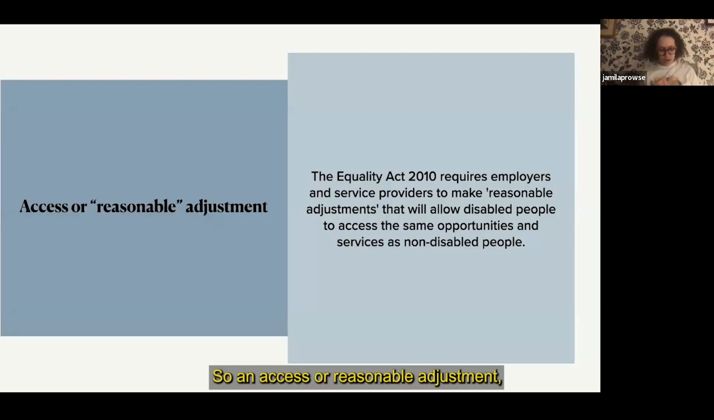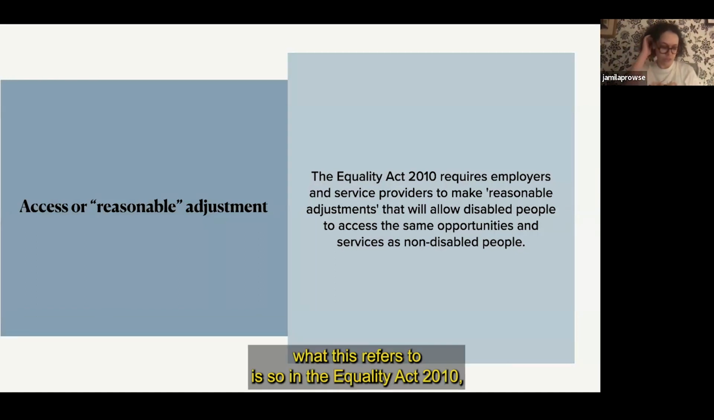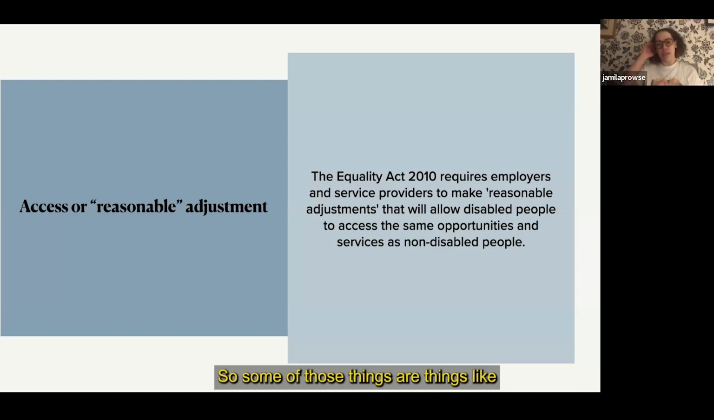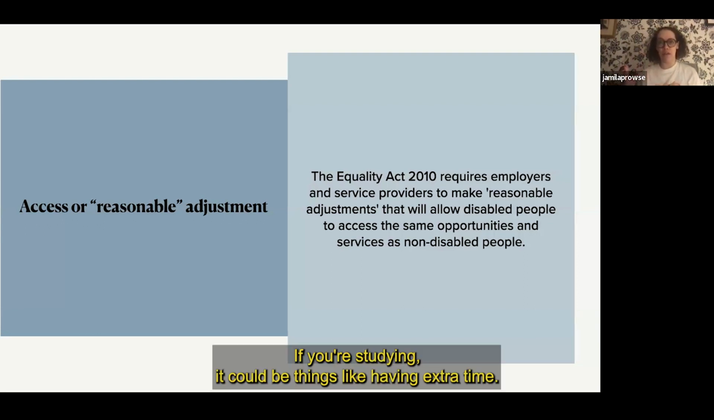So an access or reasonable adjustment, what this refers to is, in the Equality Act of 2010, it requires employers and service providers to make reasonable adjustments that will allow disabled people to access the same opportunities and services as non-disabled people. Some of those things are things like having step-free access to a building. If you're studying, it could be things like having extra time. It's having closed captions available on this talk that we're doing.